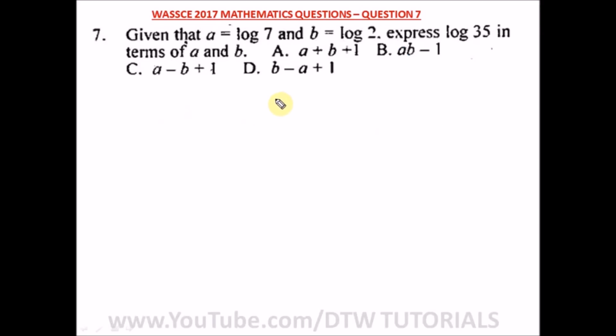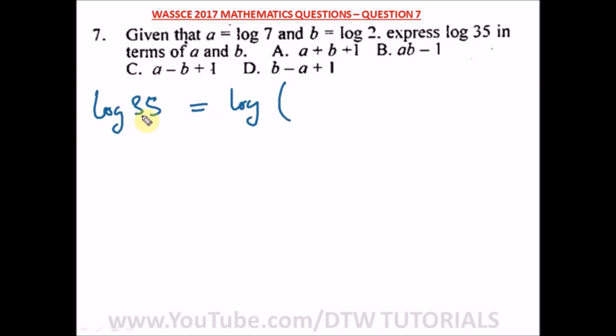Question 7 of our WASSCE 2017 maths questions, which are WAEC 2017, it says, given that A is equal to log 7 and B is equal to log 2, express log 35 in terms of A and B. Okay, so here we have to be very expressive. So log 35, since we are given A as log 7 and B as log 2, let's try to break 35 down so that we can have log 7 and also log 2. We have to be very smart and creative here.